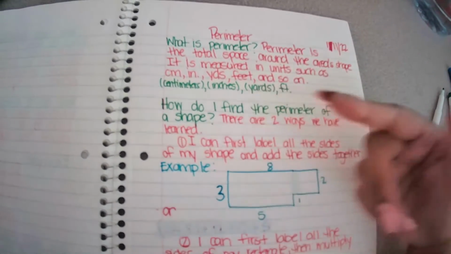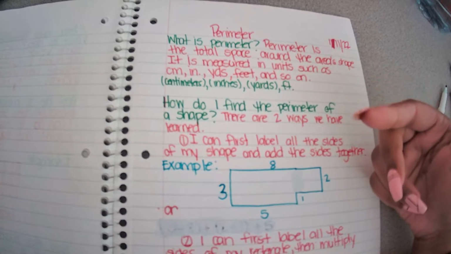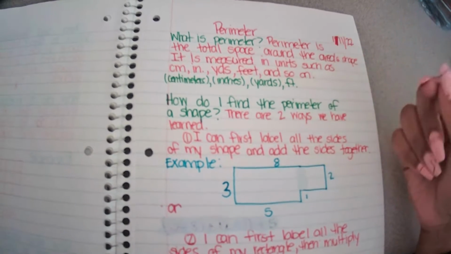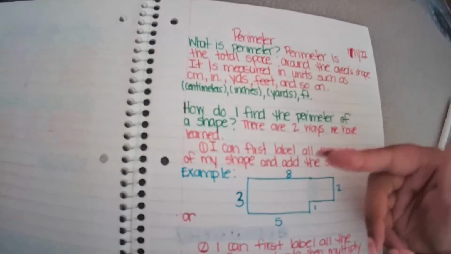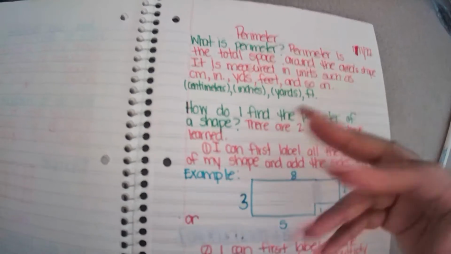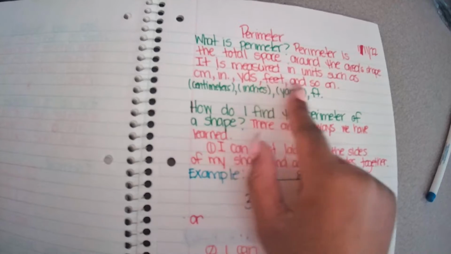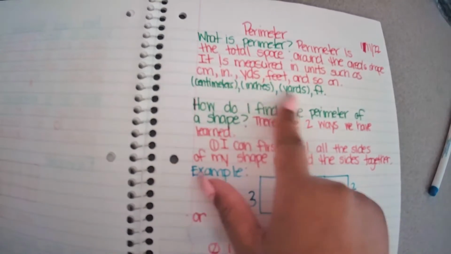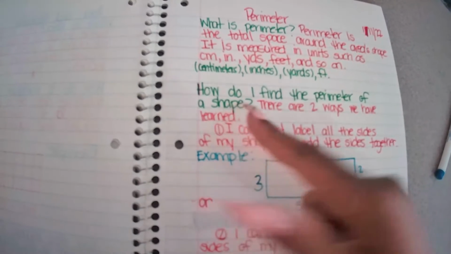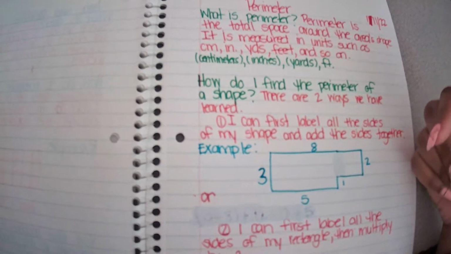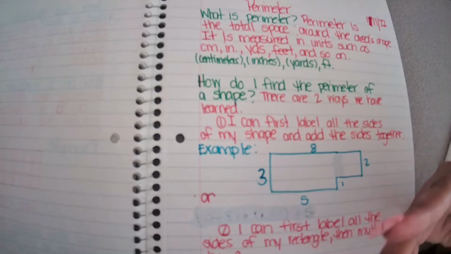So perimeter is the total space around the area shape. So area shape with apostrophe, yes, area shape. It is measured in units such as centimeters, inches, yards, feet, and so on. And this is the actual word, but we abbreviate because it's just shorter. So how do you find the perimeter of a shape? Now there are two ways we've learned.